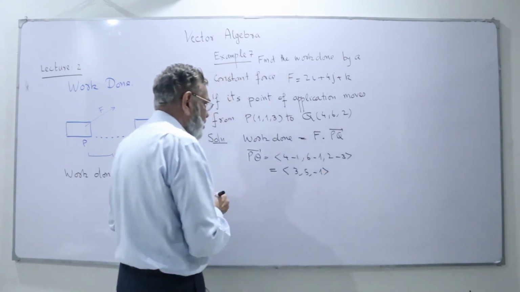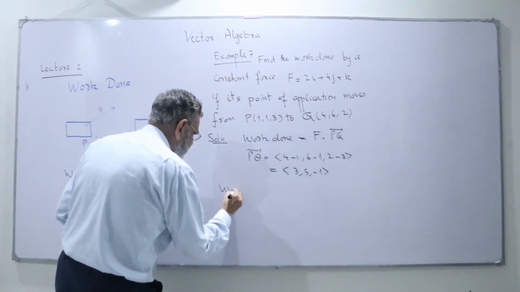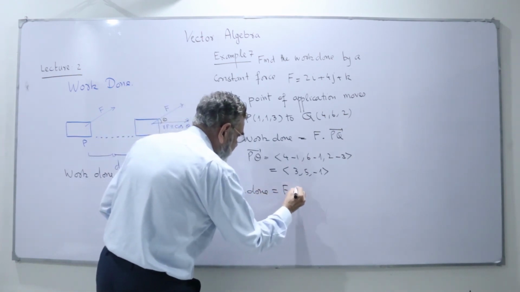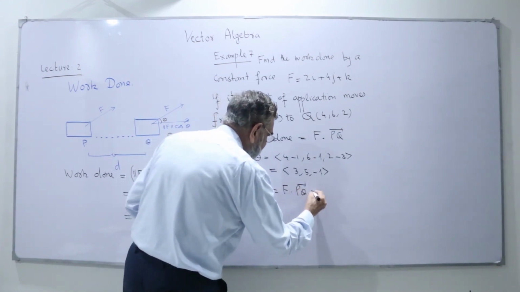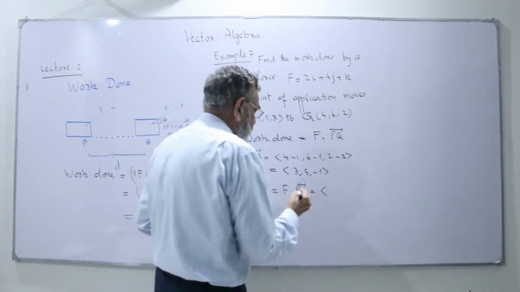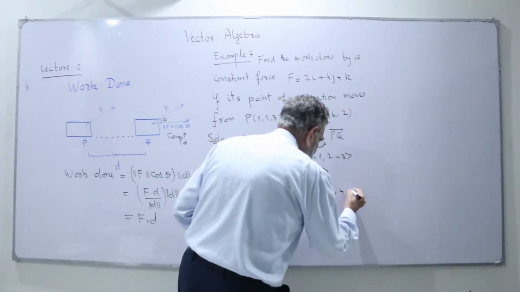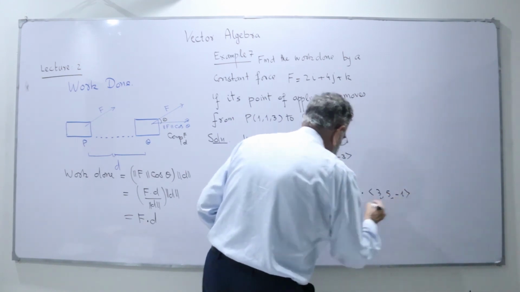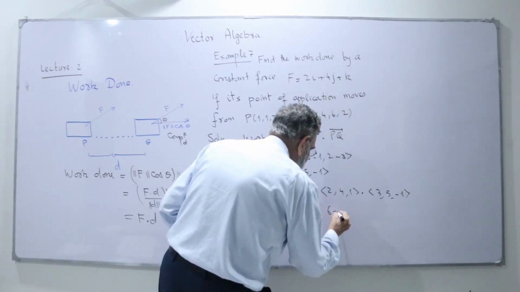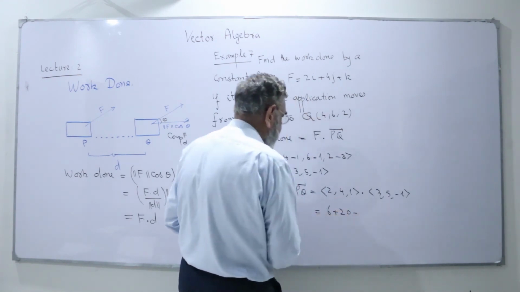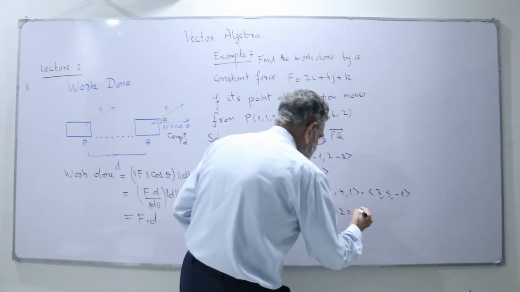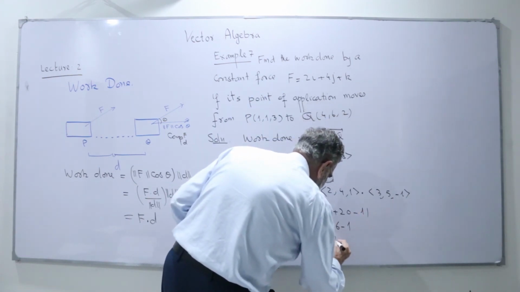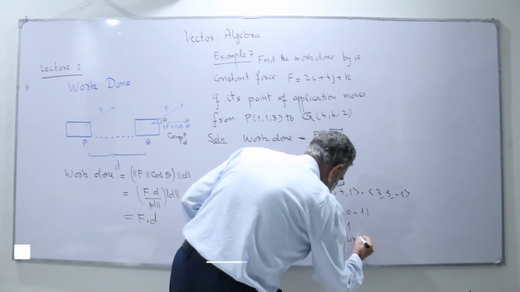Now I have 2 vectors, and I can take the dot product. So my work done is equal to F dot PQ. The vector F given to me is 2, 4, 1, and the dot product with PQ, which is 3, 5, minus 1. We take the dot product: A1 B1 plus A2 B2 plus A3 B3, which gives 6 plus 20 minus 1, that is 26 minus 1, equal to 25 units. And that's the work done by the force.